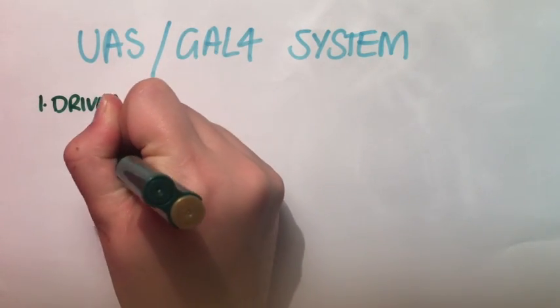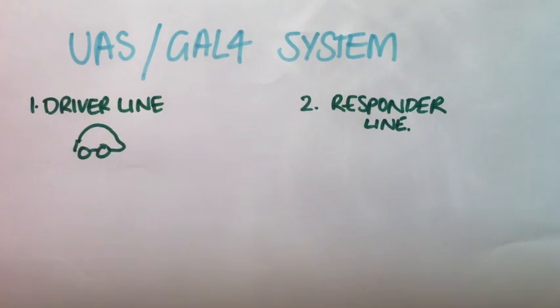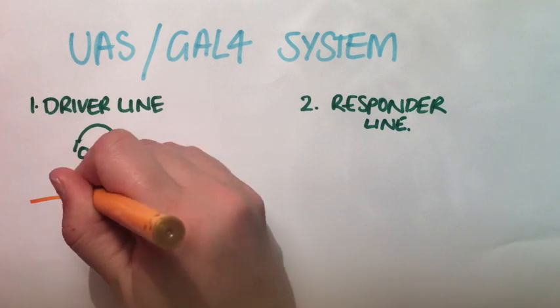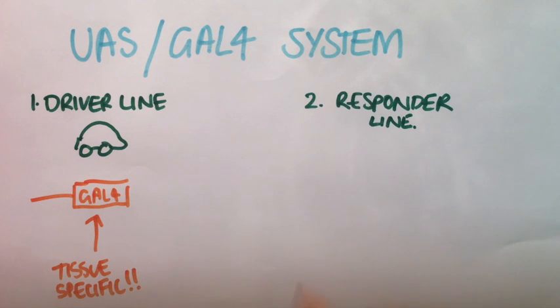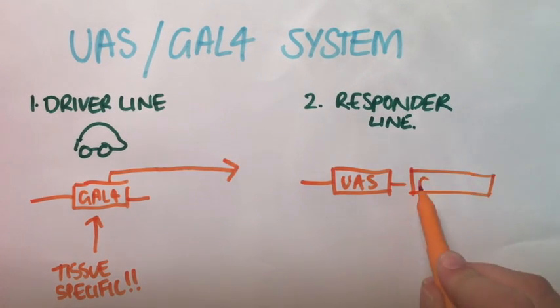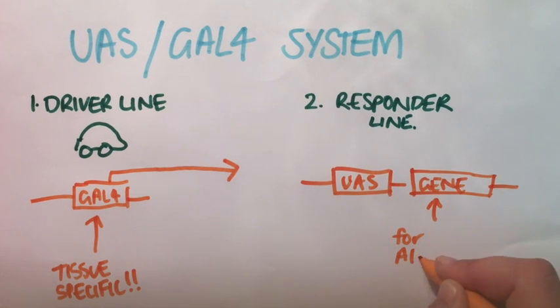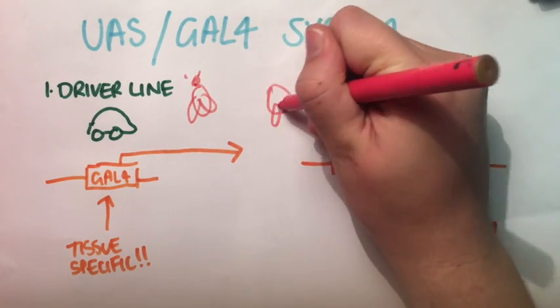We have 2 lines of flies, one line being the driver line and the other line being the responder line. The driver line contains a Gal4 coding under a tissue-specific promoter and drives expression of the protein of interest. The responder line, made up of upstream associated sequences, UAS, and the human gene associated with AD, will respond to the driver and express the gene.